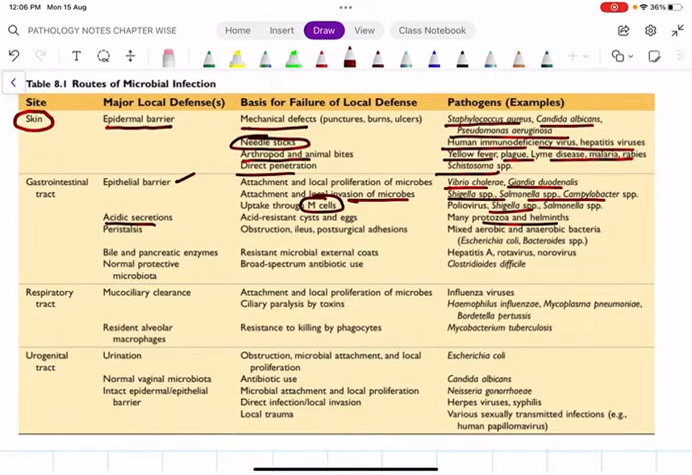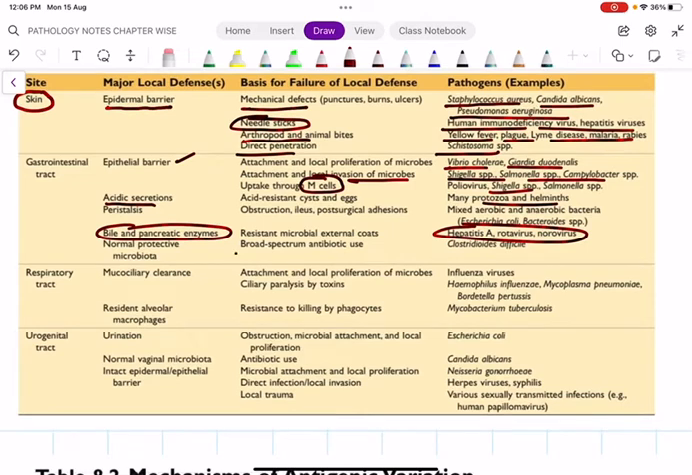Then next is bile and pancreatic enzymes. We have hepatitis A, rotavirus and norovirus. All these have an external coat. This protects these bacteria and viruses from bile and pancreatic enzymes. And the use of broad-spectrum antibiotics leads to Clostridium difficile.